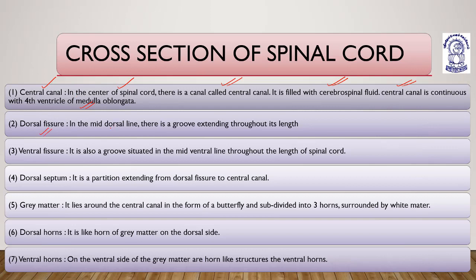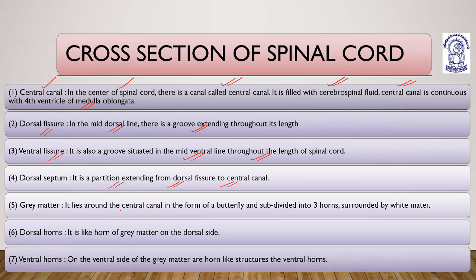Dorsal fissure. In the mid-dorsal line, there is a groove extending throughout its length. Ventral fissure. It is also a groove situated in the mid-ventral line throughout the length of spinal cord. Dorsal septum. It is a partition extending from dorsal fissure to central canal.